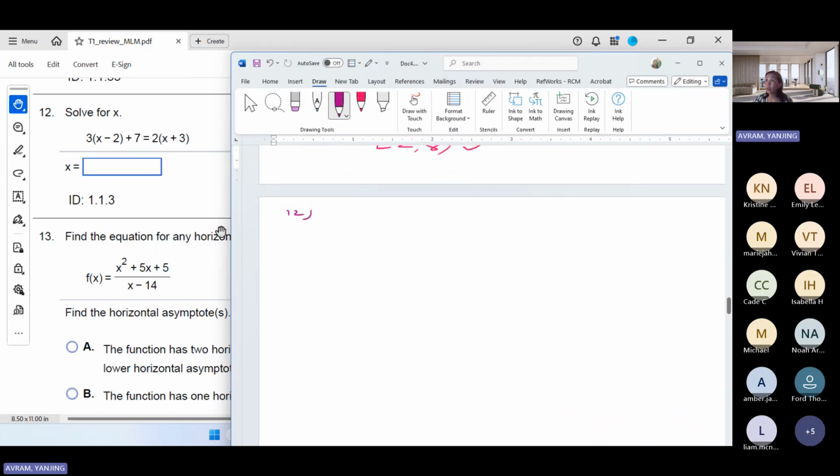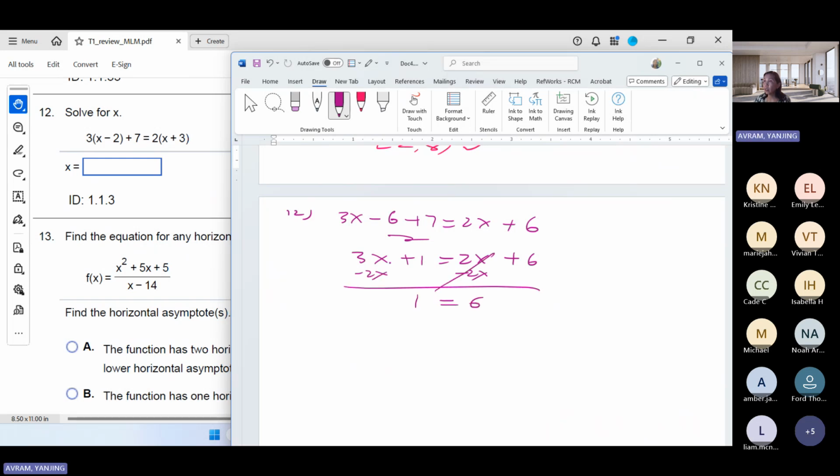Okay, so 3x minus 3 times 2 is 6 plus 7, 2x plus 6. These two are like terms, so combine them together. I can subtract 2x on both sides, so this cancels out. 3x minus 2x will be just x. And then you subtract 1, so that cancels out. So x will be just equal to 5. You only have one answer, so you don't need a comma.